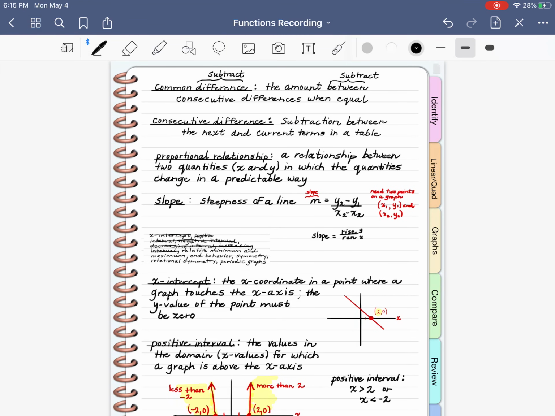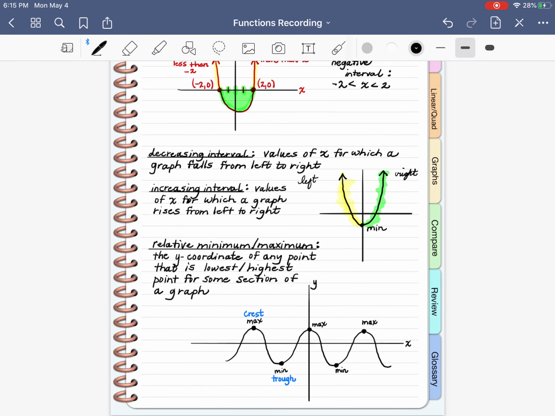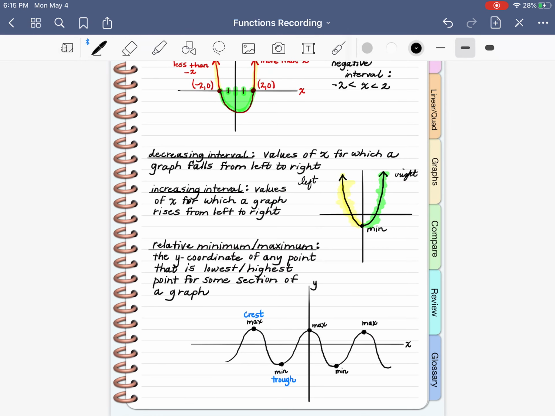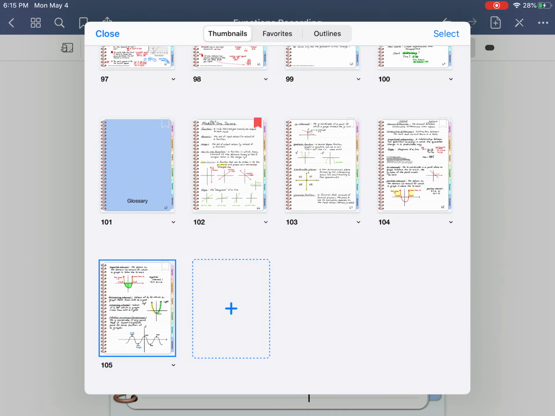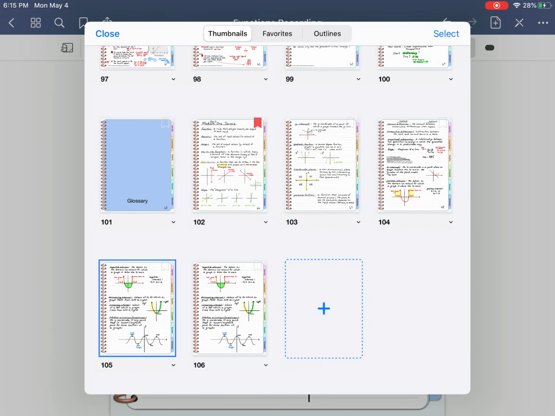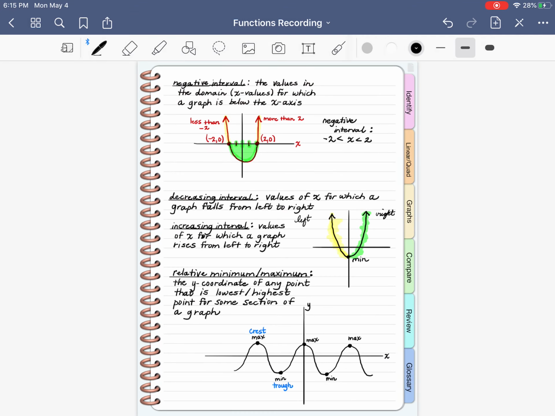Alright, let's see. We got relative maximum and minimum. We have end behavior. End behavior, and I need a new paper. I hope I gave you enough. If not, just add a sheet of notebook paper. It'll be fine. Let me erase what I've got here.